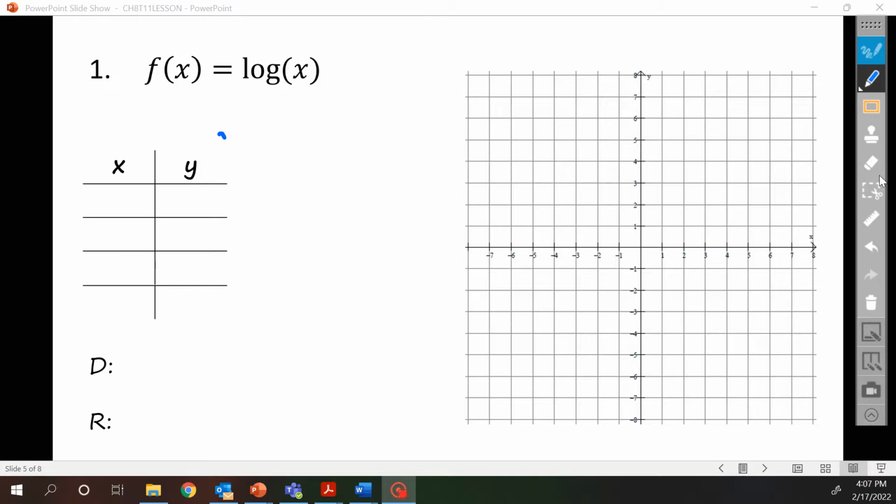So the first one we want to graph is just this very simple log. This is the common log. Remember, if it doesn't have a base, we assume that the base is 10. So this is log base 10 of x. So this is non-transformed, so it has a vertical asymptote at 0. The reason it has a vertical asymptote at 0 is because you can't plug in 0 and you can't plug in negative numbers. So it's not going to exist over here in the negative region because you can't do that.